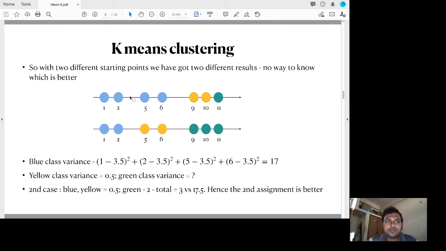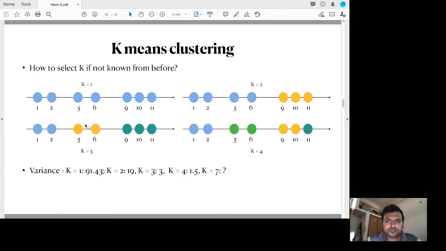I want the points which are close together to be in the same cluster, and therefore we take the assignment which has a lower total variance across the clusters. So that is how we understand which of two assignments is better.